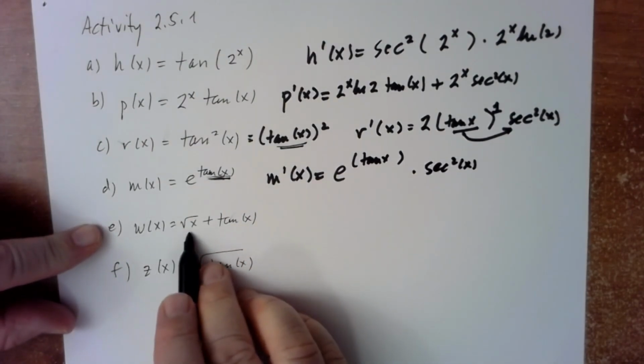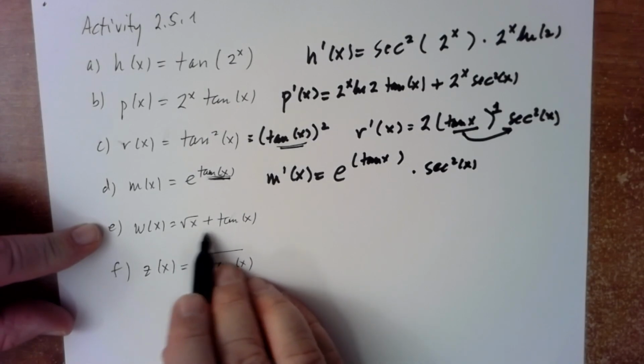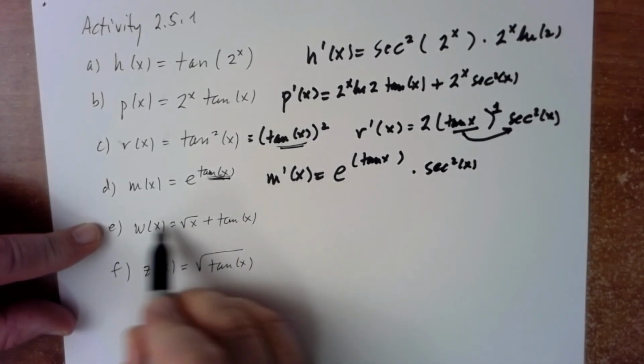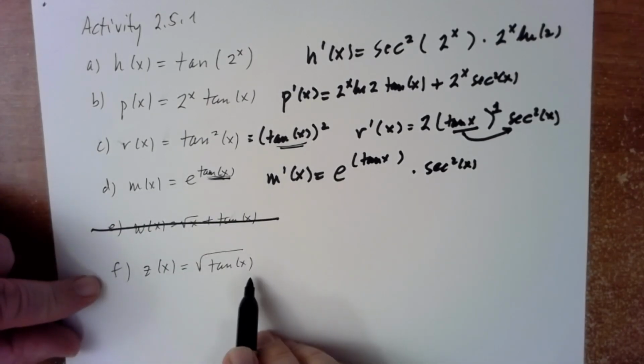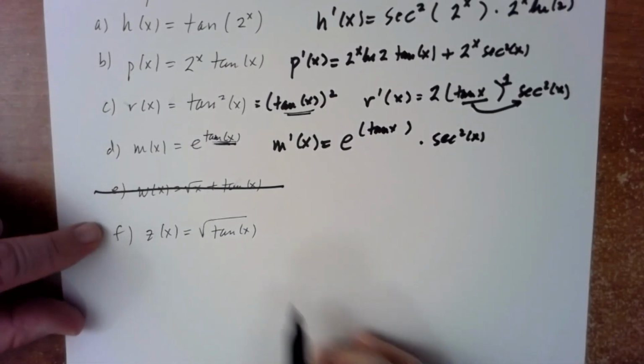The next one is what? Yeah, in the next one we would just use the sum rule, right? So I'm not going to do the derivative of that one. Okay, we'll just go to the next one. I don't know why they put that in there.